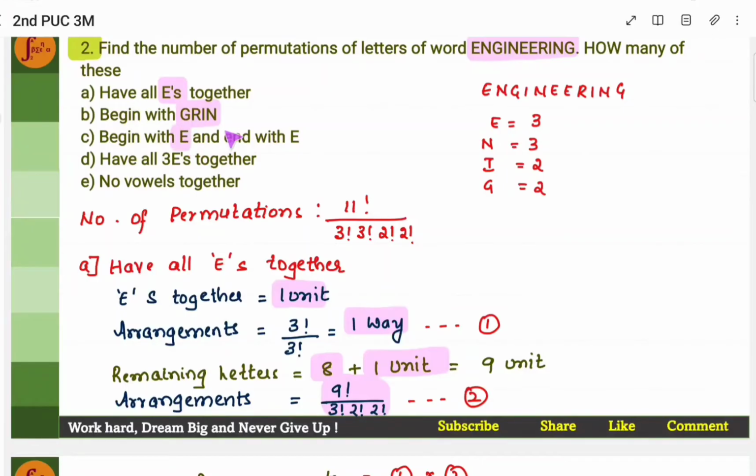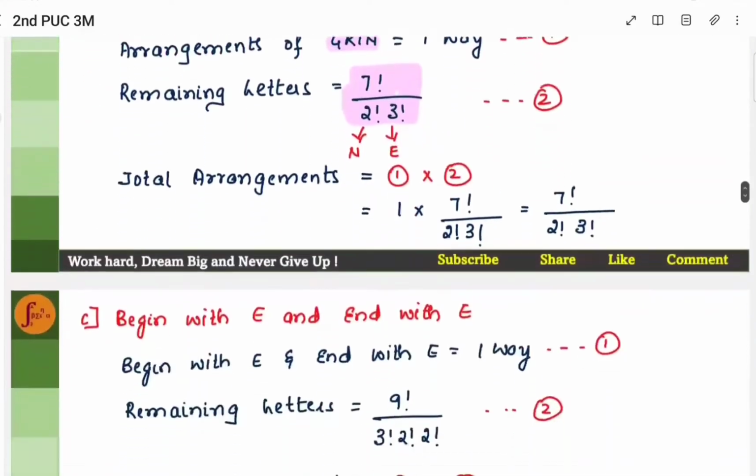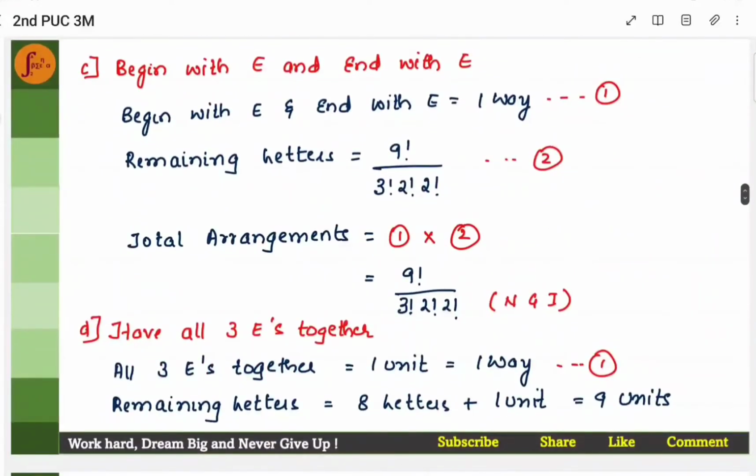Here also, position is fixed. Right? So one way you can arrange. Remaining letters would be 9 factorial by this much. You don't have to add this unit because it's fixed position.